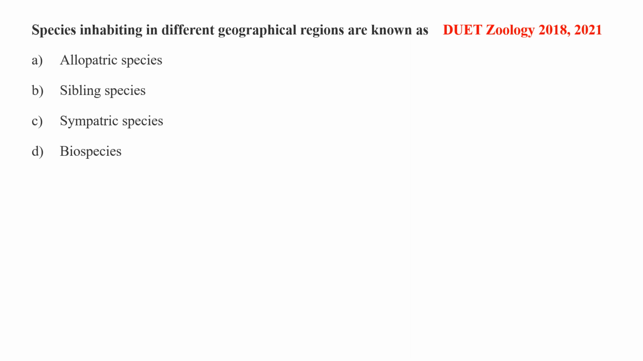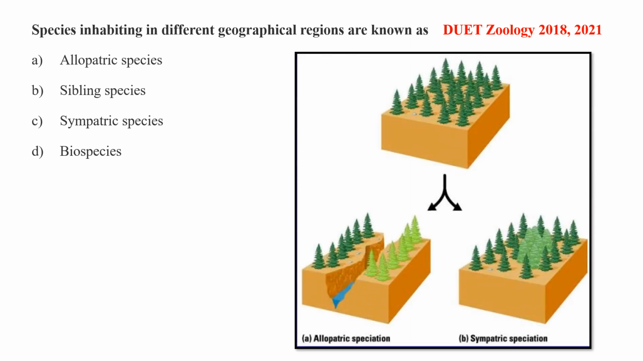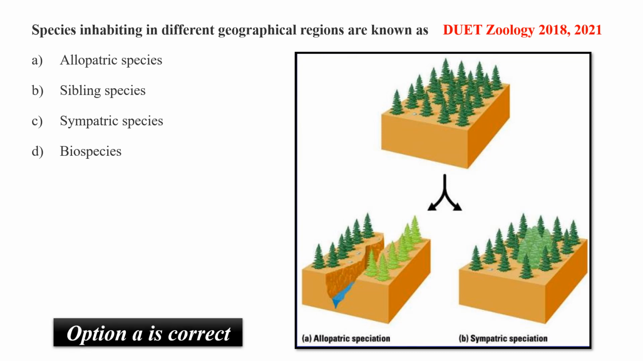The species inhabiting different geographical regions are known as allopatric species, sibling species, sympatric species, or biospecies. Allopatric species are the species which have been isolated from other group of members due to the geographical isolation. That means an extrinsic mechanism like geographical isolation is playing a dominant role to divide a group of people into 2 different species. Now one group cannot mate with the other group because of the difference in the distance, and hence allopatric species is the correct answer for this question.